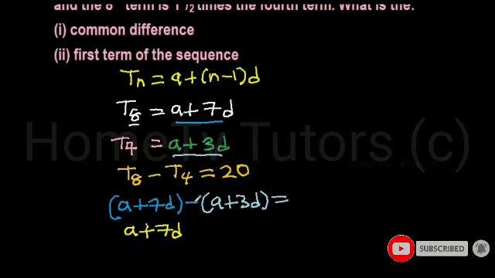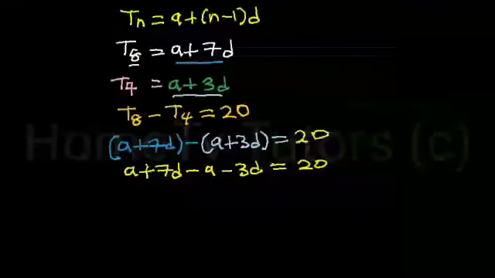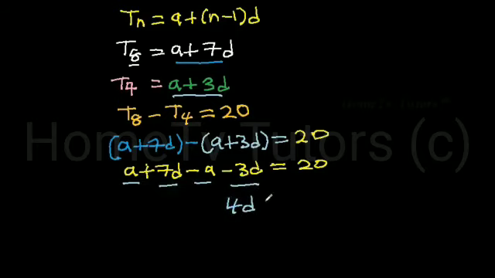So with that, we multiply the bracket with a minus sign, so we have minus a, then minus 3d. This is equal to 20. Alright, so now let us solve. So a minus a, that is gone. Then 7d minus 3d, we have 4d, which is equal to 20.